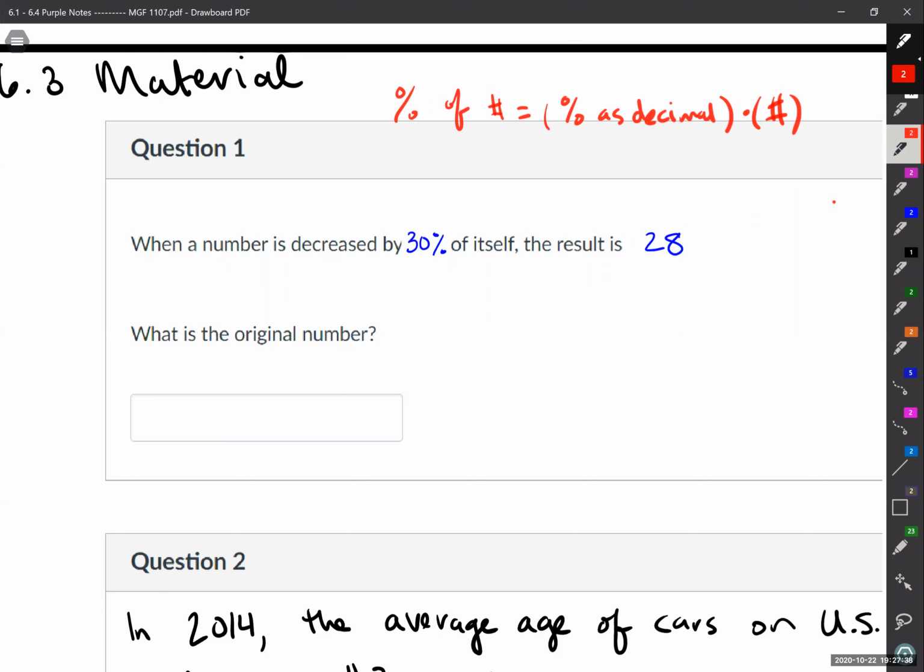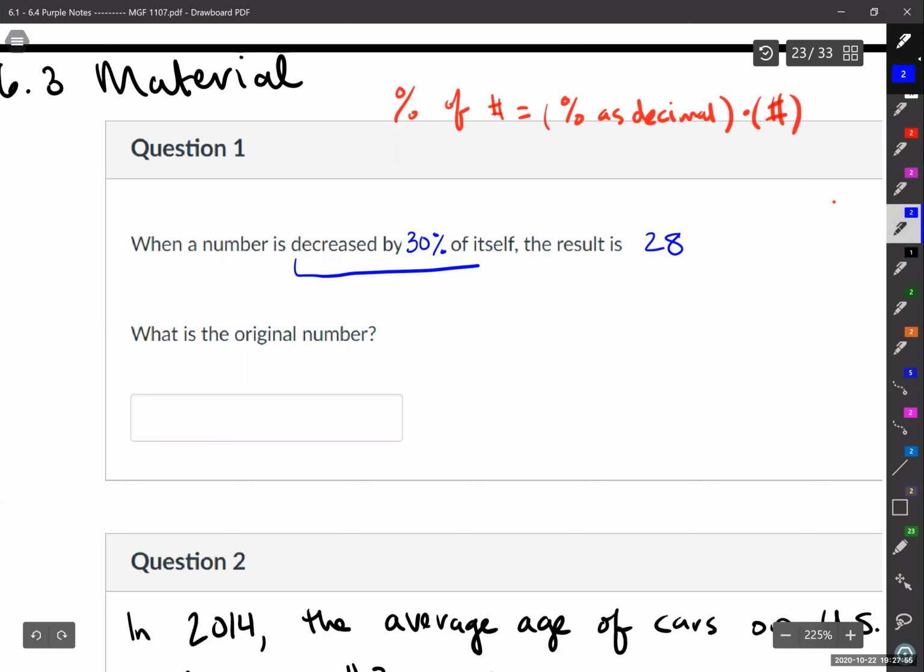So how much of the original value is remaining if you discount it by 30? Would we agree that means 70% of the original value remains? Good. So that's the key thing we want to think. Decreasing by 30% of itself means you still have 70% of the original.